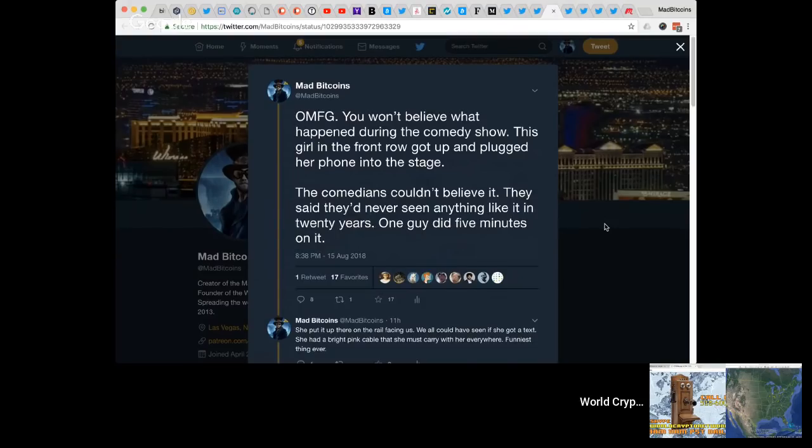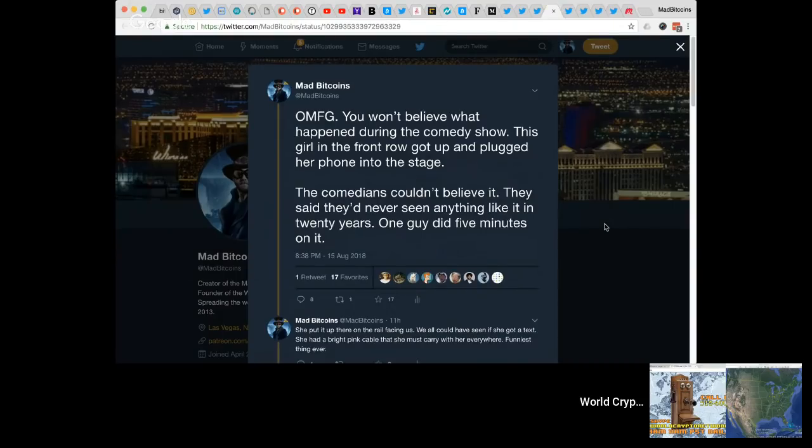This girl in the front row got up and plugged her phone into the stage. The other comedians couldn't believe it. They said they hadn't seen anything like it in 20 years. The guy who came up after her did 5 minutes on it. 5 minutes on this girl who just got up and plugged in her phone. I couldn't believe it when I saw it. She was already in the front row, and you know you're going to get made fun of by the comedian if you're in the front row.